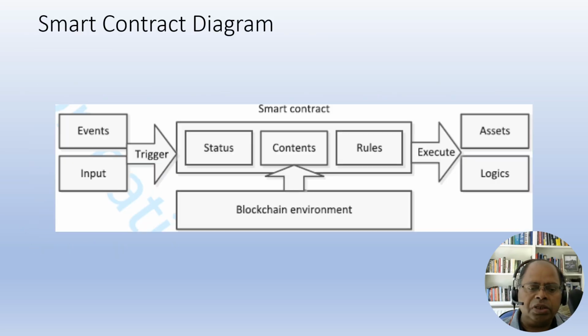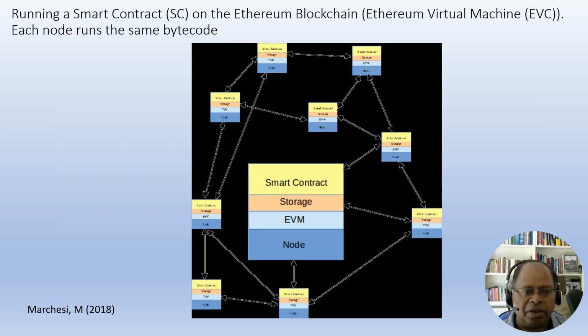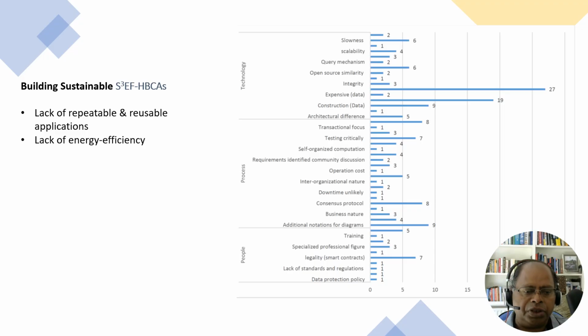Okay, this is the structure of a smart contract. In case you are coming from a non-computing background, it has events and inputs to trigger. So there's a status, the contents, and the rules are bound within the smart contract, and they execute. I'll show you in a small code later on. Again, in terms of the Ethereum virtual machine, this is how it's structured: the nodes, smart contract, and storage, Ethereum virtual machines. So that's how it's decentralized.